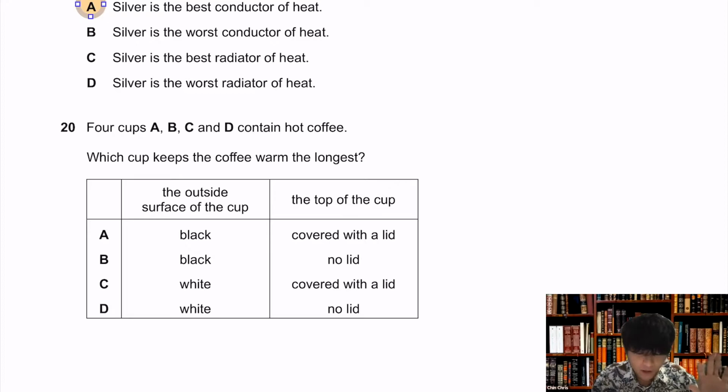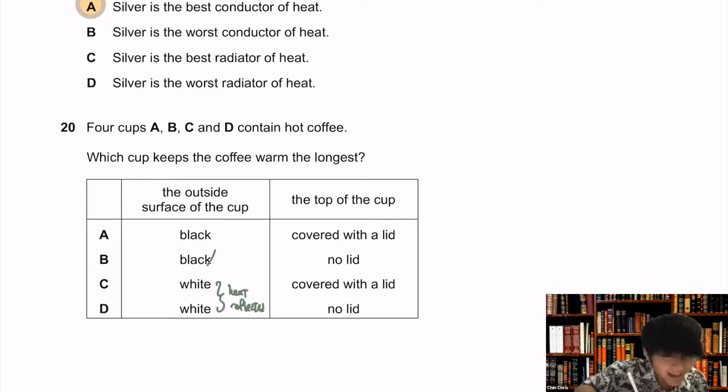Four cups A, B, C, D contain hot coffee. Which cup keeps the coffee warm the longest? For the longest, you must look for an insulator. If you have a steel cup, it loses heat very quickly. But if you have a plastic cup, for example a polystyrene cup, it keeps the heat for a longer period of time. Reason, it is a better insulator. The outside surface must be white so that heat can be reflected.